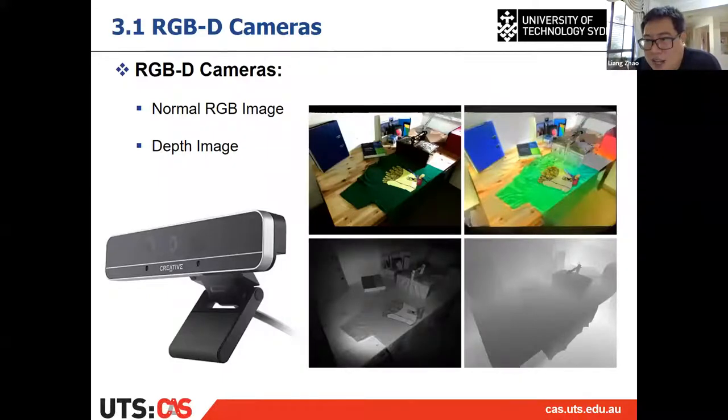Because for each pixel you have the depth, you can convert each pixel with the depth image into a 3D point. Then you have a 3D point cloud. Because each pixel corresponds to an RGB color, you can display the point cloud with color.